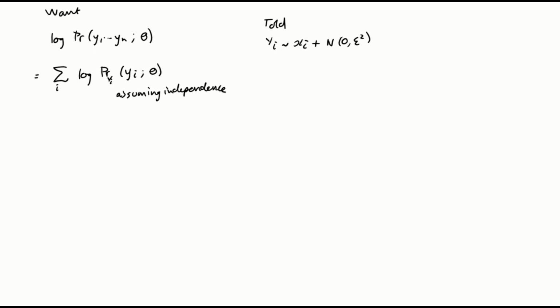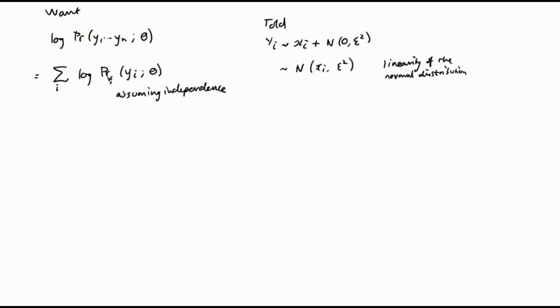Next thing I'm going to do is just rewrite this slightly as normal with mean xi and variance epsilon squared. This is a standard thing to do with normal distributions. It's referred to as linearity of the normal distribution. If you take a normal and add a constant, i.e. add a non-random value, then you end up with another normal.